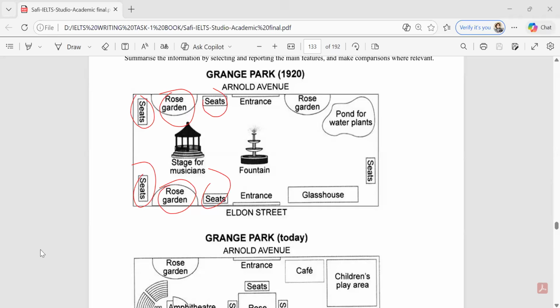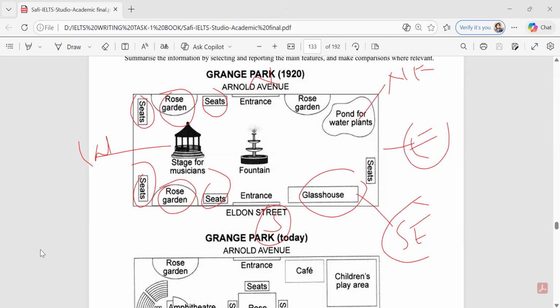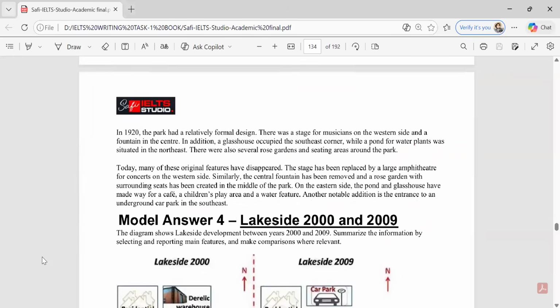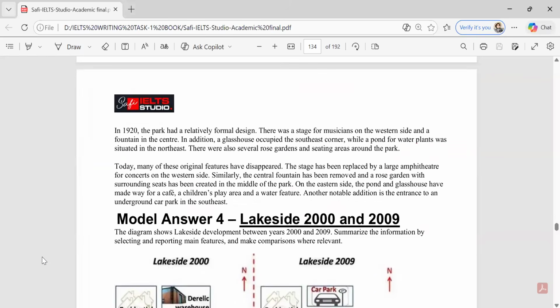तो इसमें हमने क्या कहा कि दिस इज योर नॉर्थ, दिस इज योर साउथ. ये वेस्ट है, ईस्ट है, राइट. अब ये जो है, ये हमारे पास नॉर्थ ईस्ट है, ये हमारे पास साउथ ईस्ट है, क्योंकि ये साउथ ईस्ट में है. ये हमारे पास वेस्ट साइड पे, और ये हमारे पास मिडल में है. इज दिस क्लियर? अब प्रेजेंट में देखें, सो इन प्रेजेंट इन टुडे मेनी ऑफ दीज ओरिजिनल फीचर्स हैव डिसअपीयर्ड.